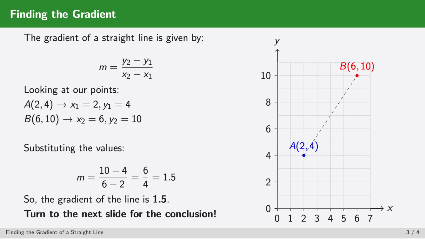This means that for every 1 unit increase in x, the y value increases by 1.5 units. The steeper the line, the greater the gradient, and in this case, a gradient of 1.5 shows a moderate incline. If you need to double-check the steps, take a moment to pause the video here before moving to the next slide.